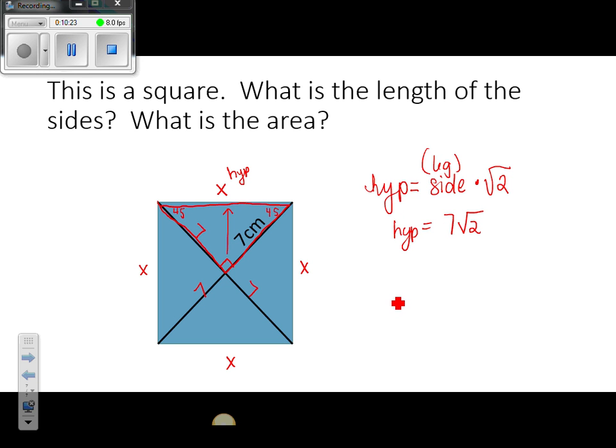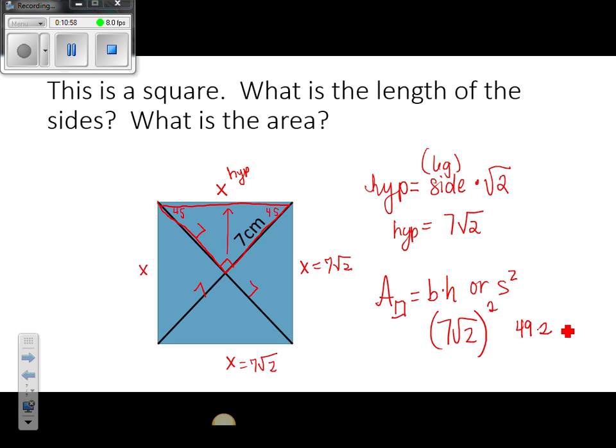Now, if the hypotenuse is 7 square roots of 2, then every single side is going to be 7 square roots of 2. Well, we should know that the area of a square is base times height, or side squared. Okay, so we can take 7 square roots of 2 times 7 square roots of 2, or 7 square roots of 2 squared, and we would get 7 squared is 49, square root of 2 squared is 2. 49 times 2 would be 98 centimeters squared.